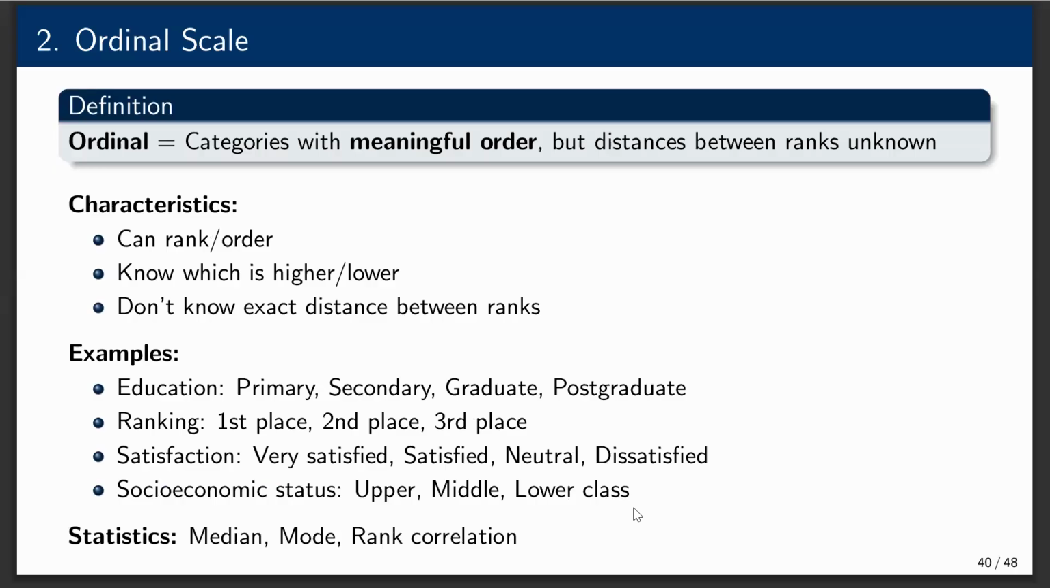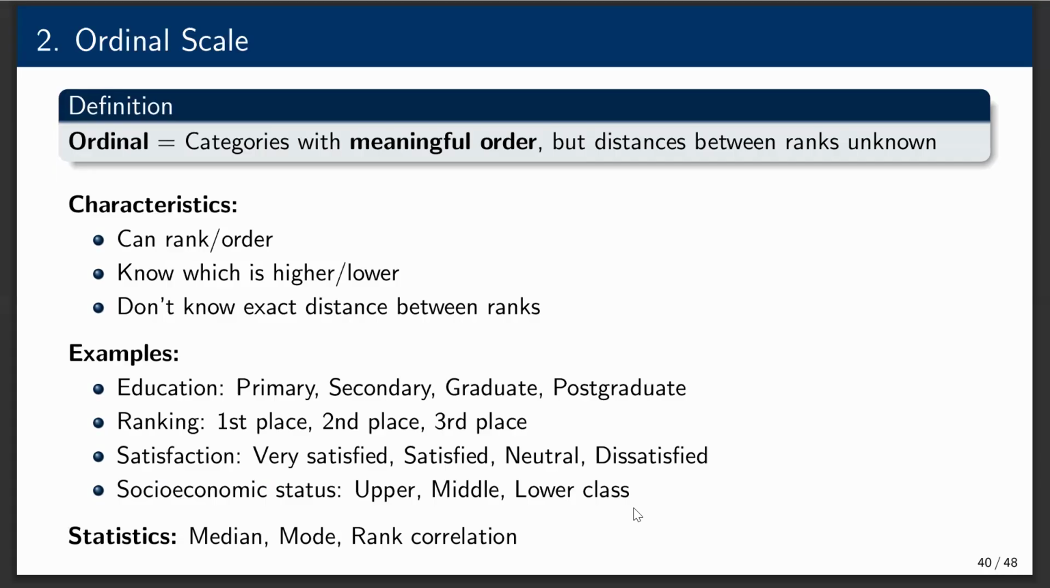The ordinal scale refers to categories with meaningful order, but the distance between ranks is unknown. Characteristics: you can rank or order. You know which is higher or lower, but you don't know the exact distance between the ranks. For example, education: primary, secondary, graduate and postgraduate. So distance is not meaningful; the exact distance is not known.